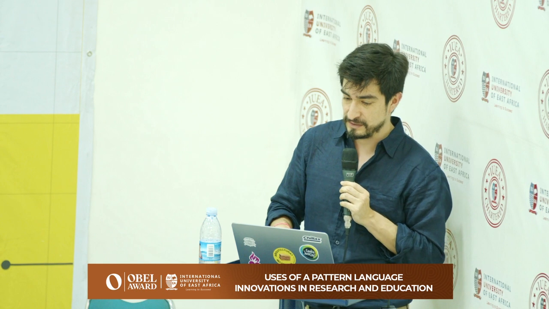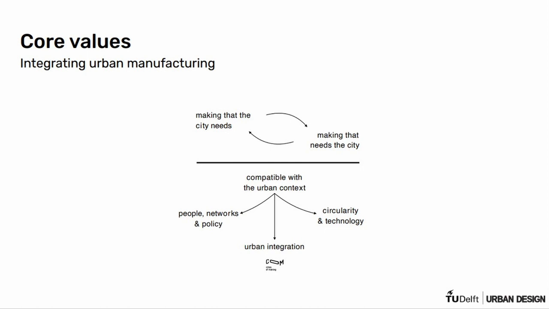So our project had these values. We didn't want to bring back to cities any industry. We wanted to have a very specific idea of what kind of industry we wanted to facilitate. It was based on the idea of making industry that the city needs, basically providing services to people, making that can fit on local skills, local materials, local resources, and have that interaction. And also that making was compatible with the urban context, in the sense that it acknowledged existing networks, people, policy, that it used circularity and technology, so it's clean and therefore doesn't have a huge impact on the environment, and that is integrated in the urban settings.